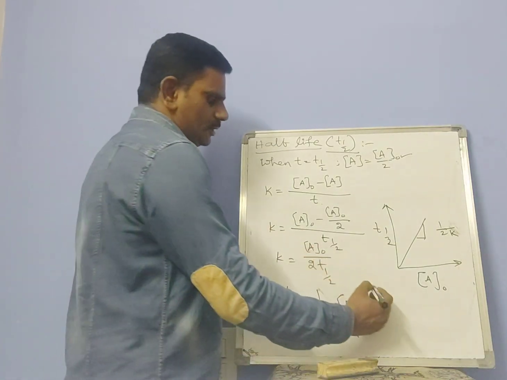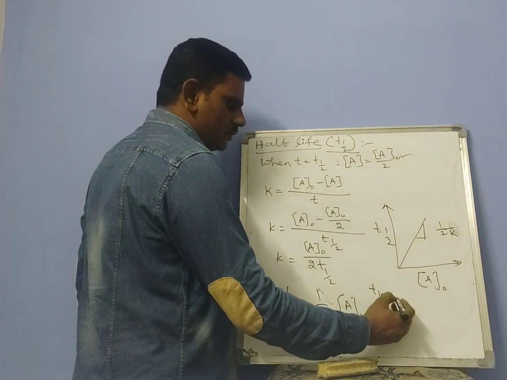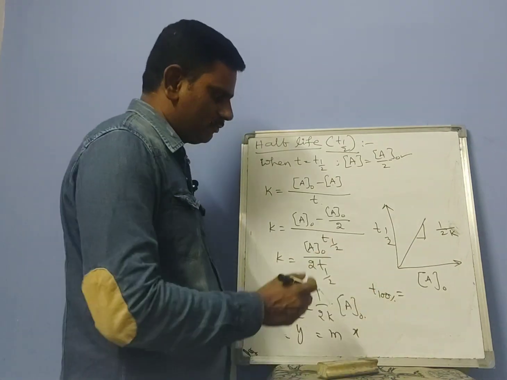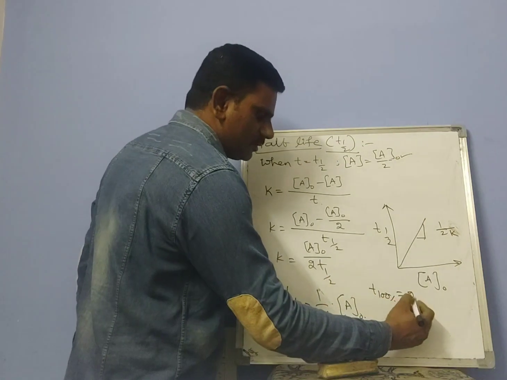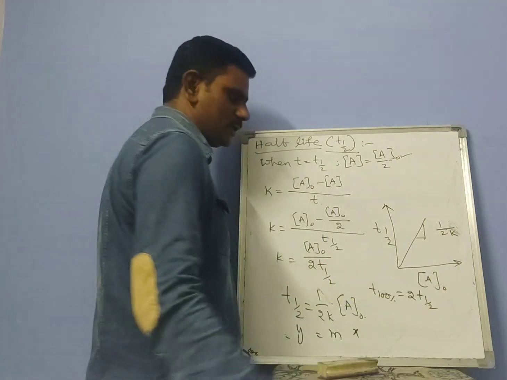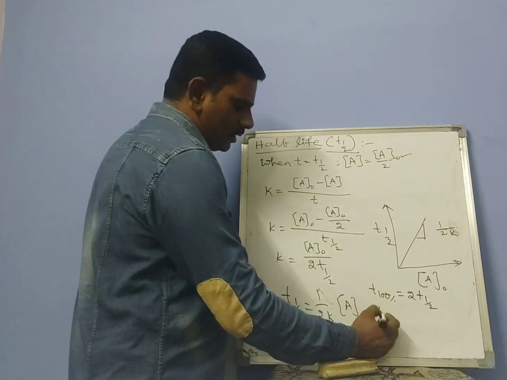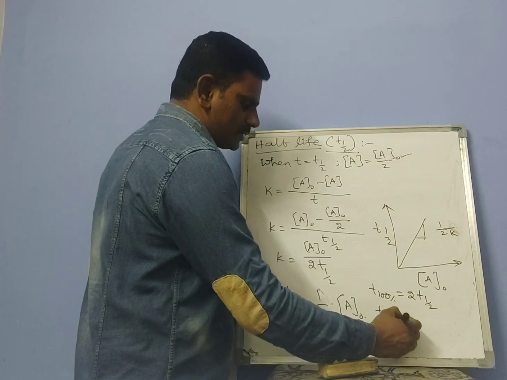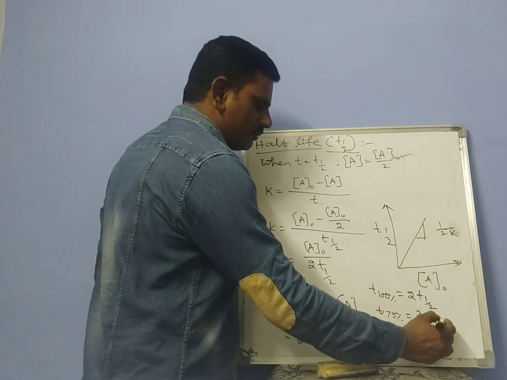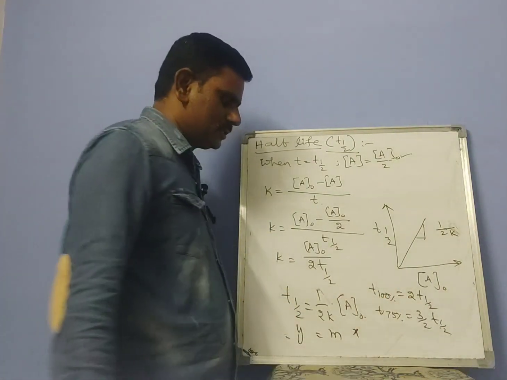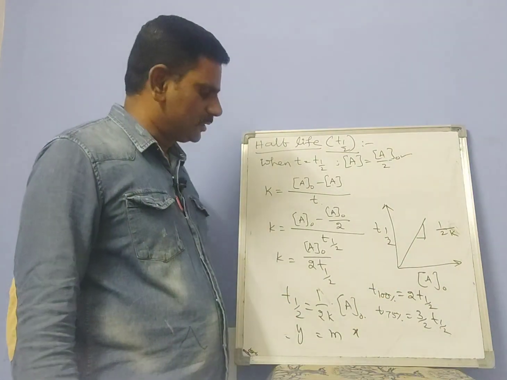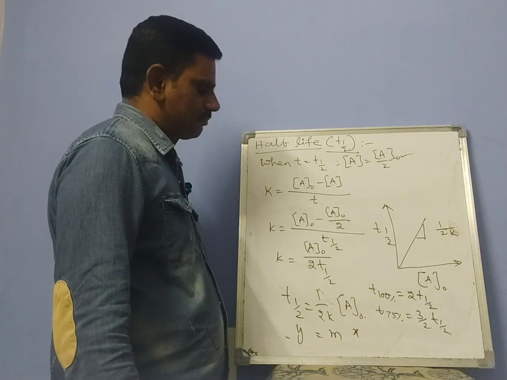See, if we want to get 100% of the reaction from T half, what is the direct formula? 2 T half for a zero order reaction. If we want 75% of the reaction, 3 by 2 T half is the formula by which we can get 75% of the reaction from T half.